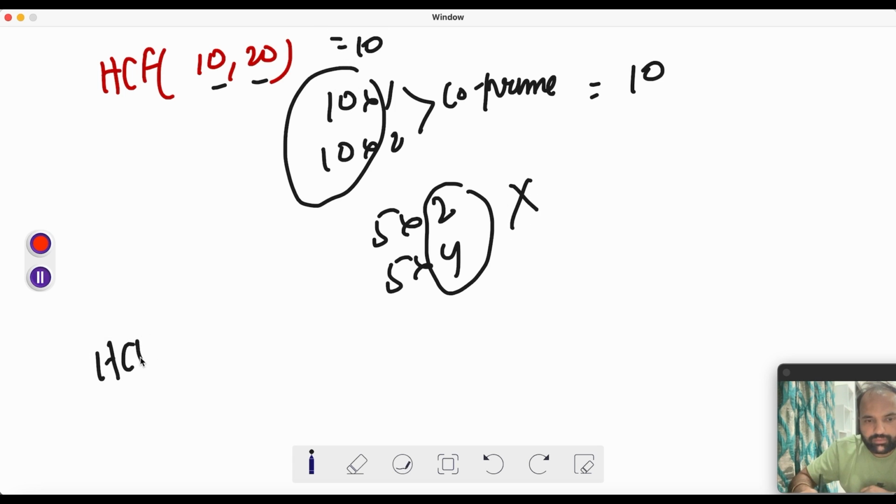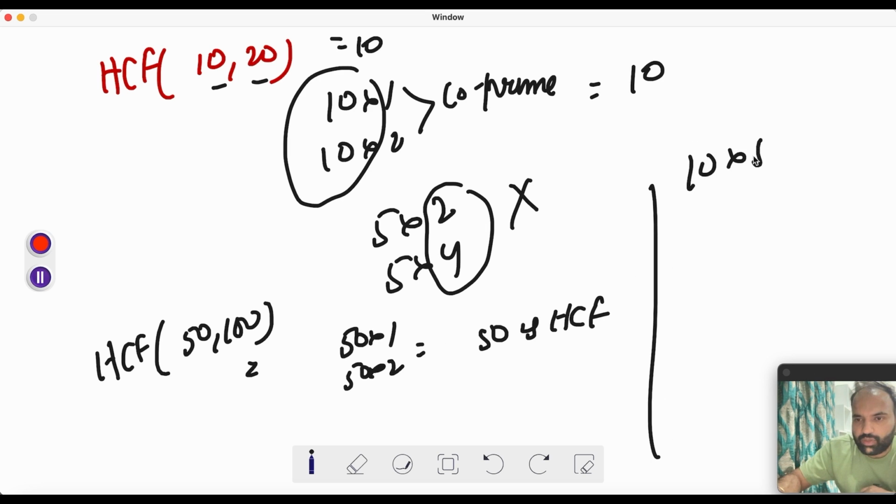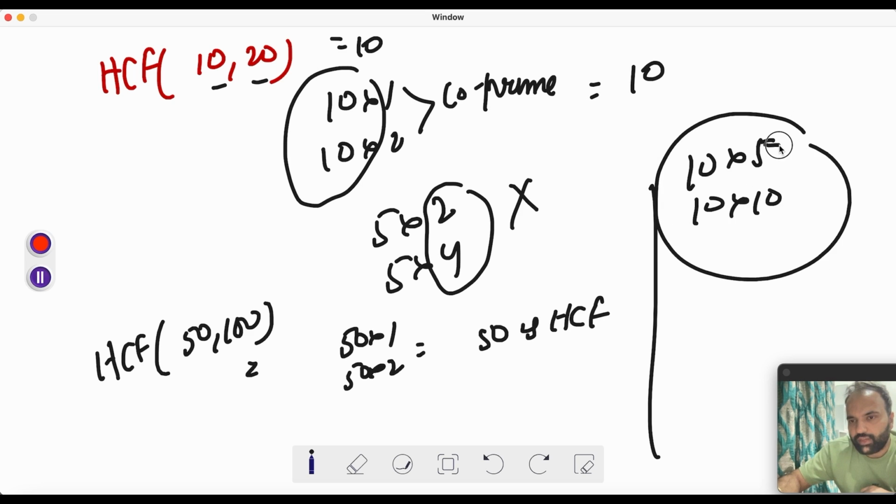Similarly, I can say 50 and 100 maybe. We can write 50 as 50 into 1 and 100 as 50 into 2, and we can claim that 50 is the HCF, isn't it? But again, some of you may say 50 we could have written as 10 into 5, and 100 as 10 into 10. But again, 5 and 10 are not co-prime. Therefore, you cannot derive the HCF from this process.